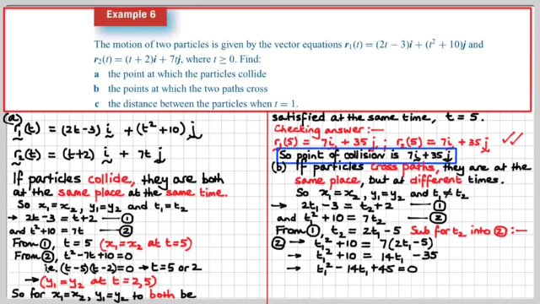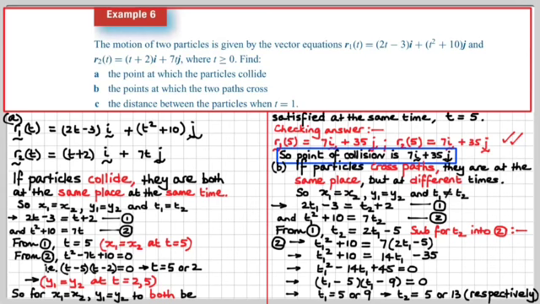Right, 9 fives are 45, and 9 and 5 are 14, so therefore t is 5 or t is 9, right? Now that's when the paths cross, and we happen to know that t equals 5 was one of the times when their paths crossed at the same time. But t equals 9 is a new arrival on the scene here. T1 is 9, okay, and therefore t2 is 5.